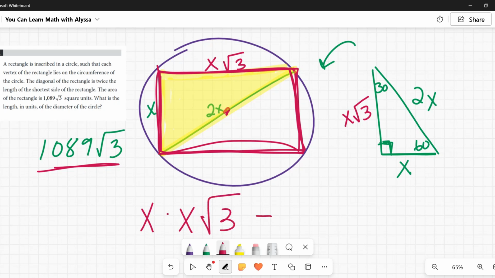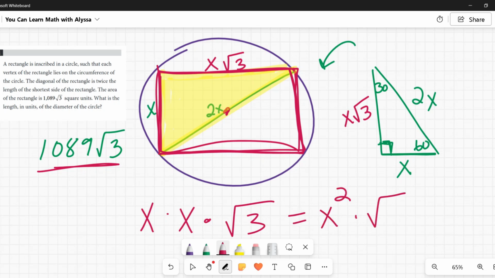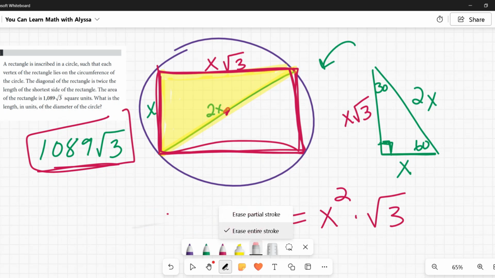So if I multiply those together, because you can separate this and say it is x times the square root of 3, it makes it a little easier to see. X times x is x squared times the square root of 3. And that's the area. But I also know this is the area. So I'm going to put it right here. So x squared times the square root of 3 is the same as 1089 times the square root of 3.